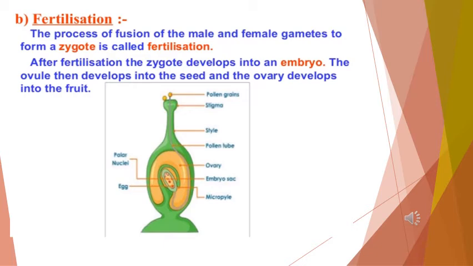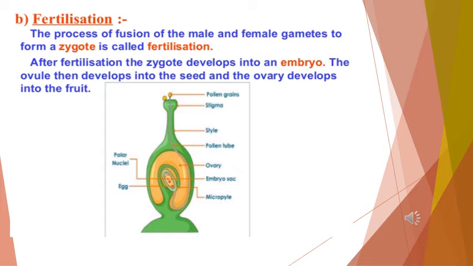Once this pollen grain lands on the stigma, the aim of the pollen grain is to fuse with the female gamete which is inside the ovule. In order to reach this female gamete, there is a formation of a pollen tube through which the pollen grain reaches the female gamete. Once it reaches there, the male gamete and the female gamete fuse together to form a zygote, and this is called fertilization.